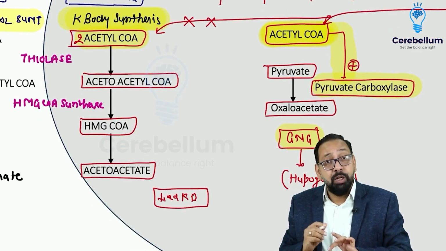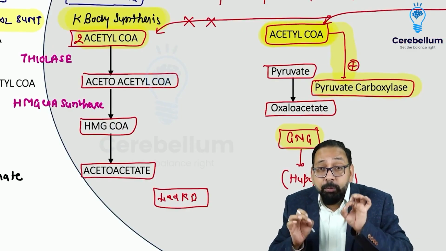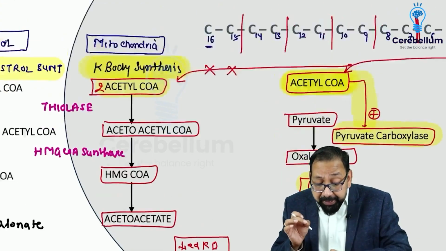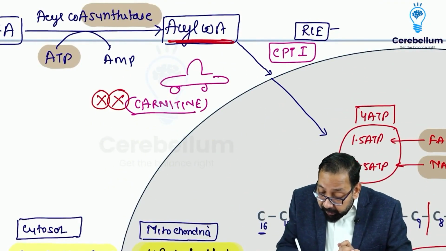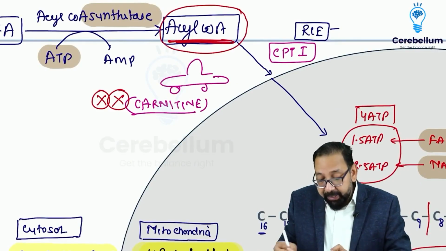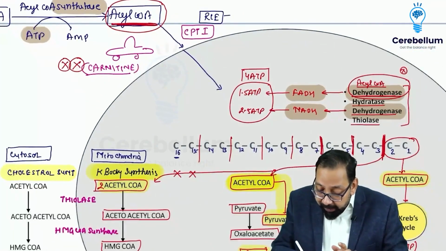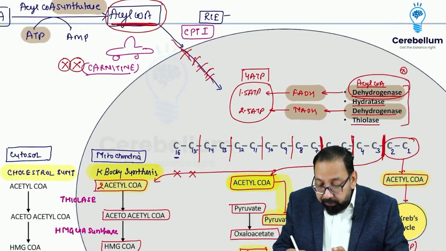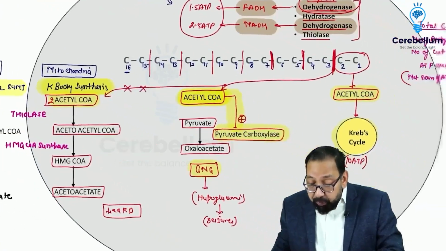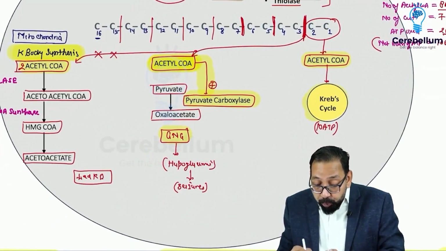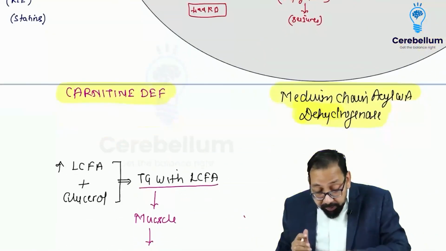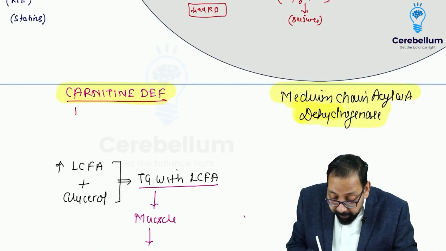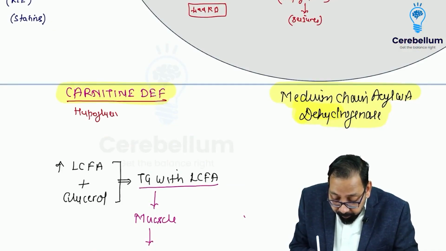Why have I discussed this point? Because recently a question was asked about a patient having carnitine deficiency. In carnitine deficiency, fatty acid will not enter the mitochondria. When fatty acid does not enter the mitochondria, beta oxidation would not occur. When beta oxidation does not occur, energy will not be produced, gluconeogenesis would not be there, and ketone body synthesis would not be there. So in carnitine deficiency there would be hypoglycemia, and there would be decreased ketone bodies.